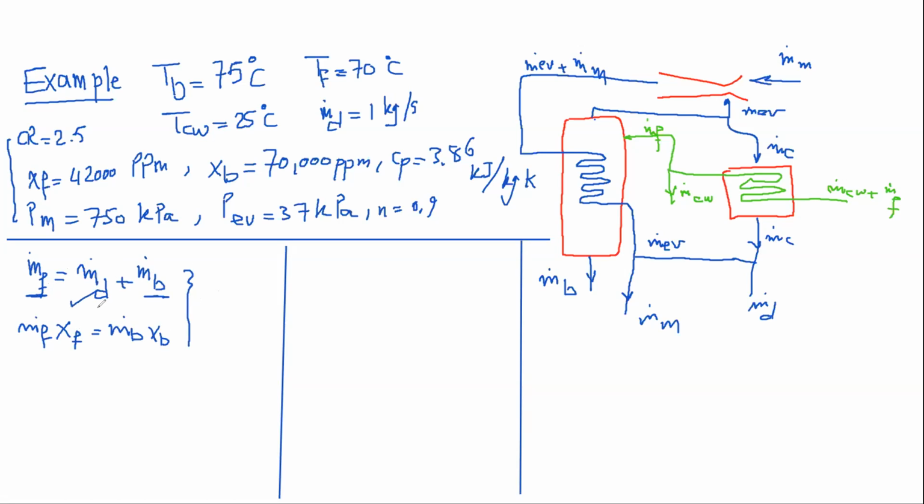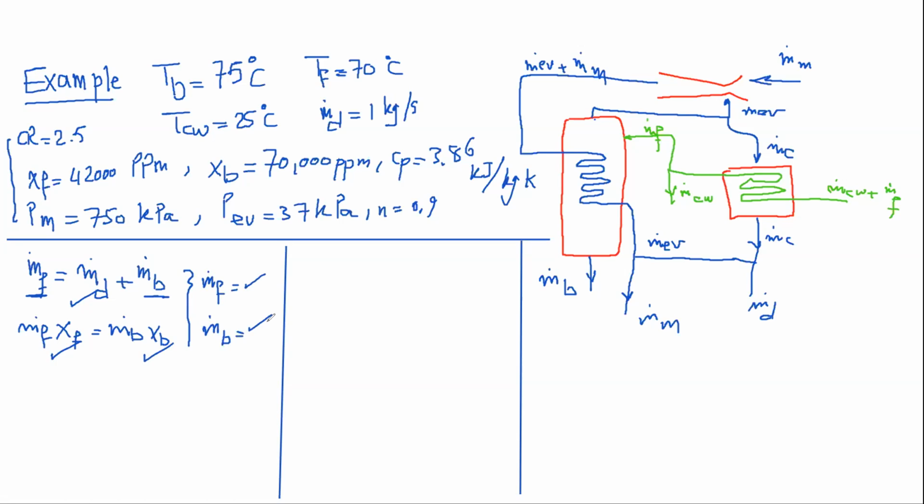But we know the distillate is 1 kilogram per second. We know the feed salinity and the brine salinity. So from here we're going to obtain the value of m dot feed, and we're going to obtain the value of m dot brine, which is m dot feed minus 1. 1 is the productivity of the water, which is m dot d.